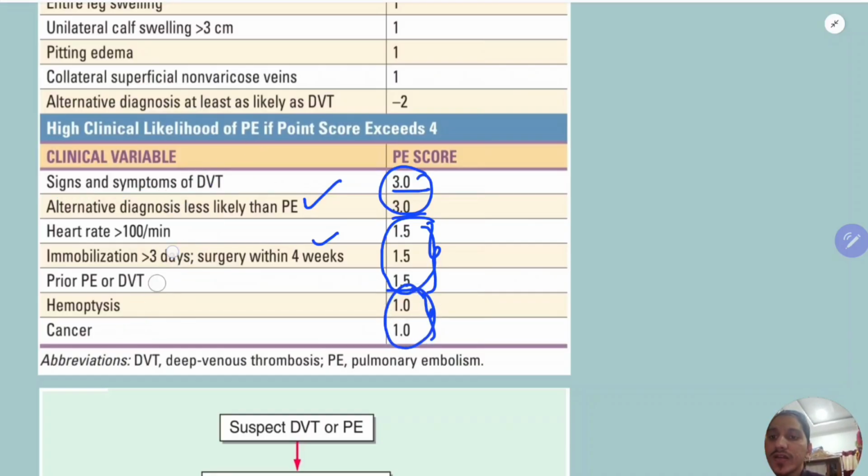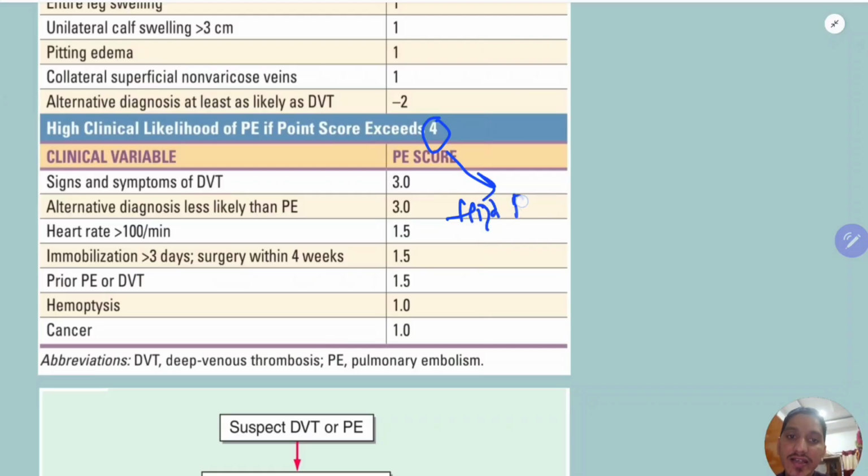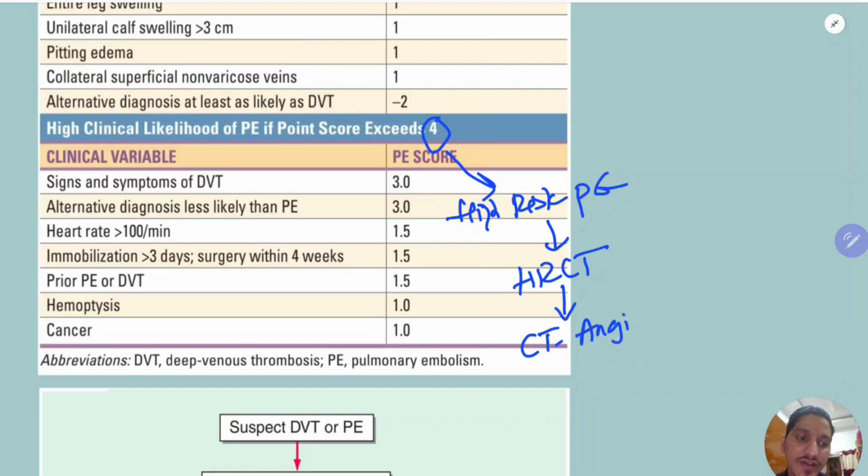Okay. So if the score is at least 4, then it is considered high risk for pulmonary embolism. Then you will proceed for HRCT, high resolution CT thorax. If it is inconclusive, you will go for CT angiography as well. CT angiography. You will go for pulmonary scan.